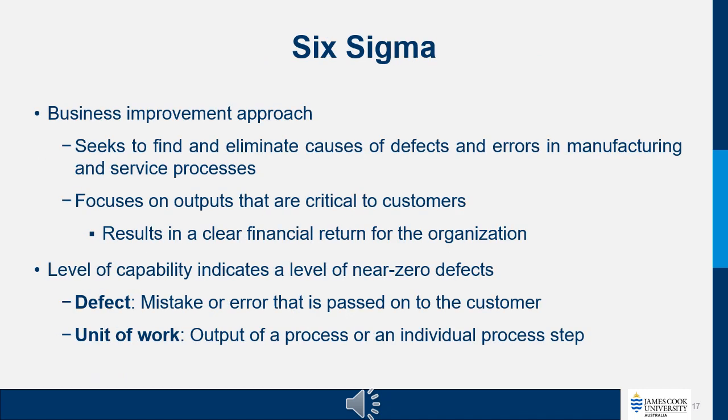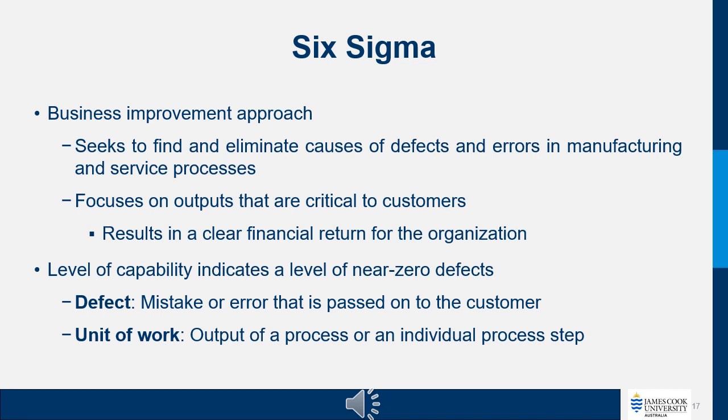Six Sigma is a business improvement methodology that aims to identify and eliminate the causes of defects and errors in manufacturing and service processes. It focuses on improving the outputs that are essential to customers and ultimately generates a measurable financial benefit for the organization. The goal of Six Sigma is to achieve a level of process capability where defects are reduced to almost zero. In Six Sigma, a defect is defined as a mistake or error that is passed on to the customer.